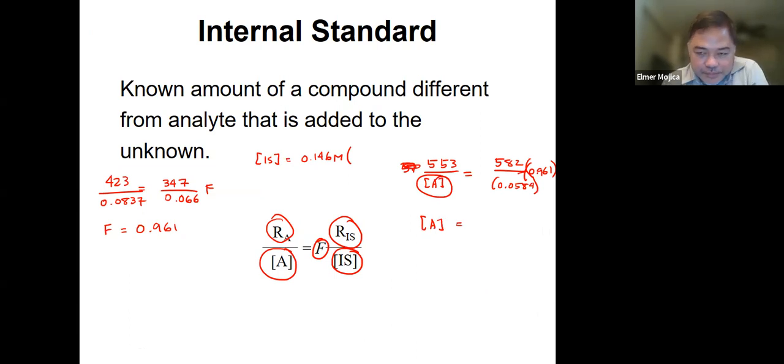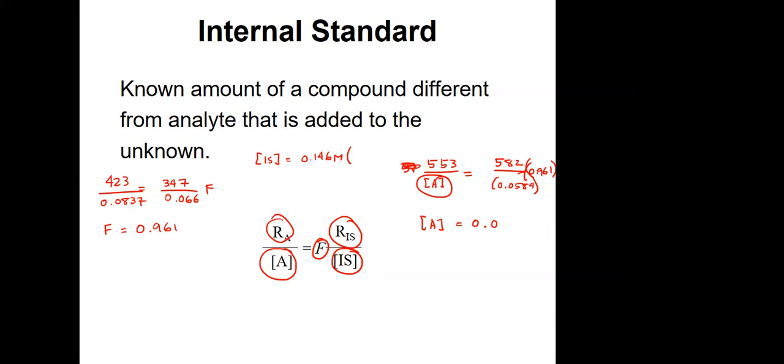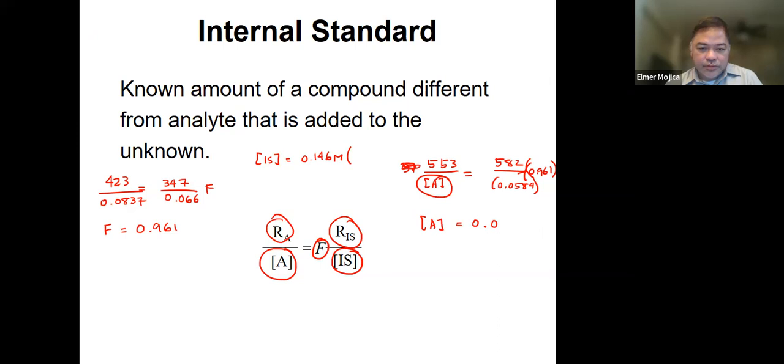And that is equal to what? Point zero... 0.0577, po. So 0.5.